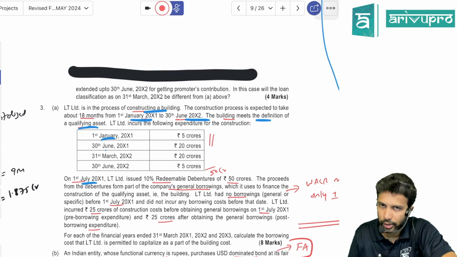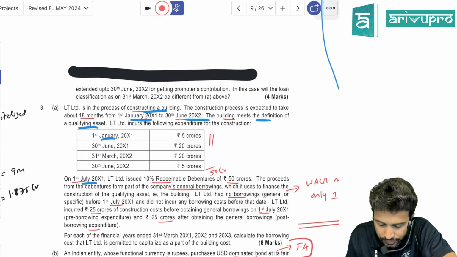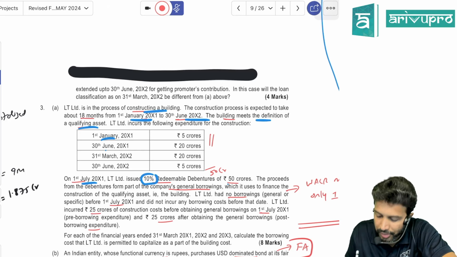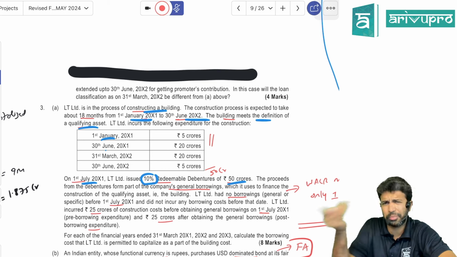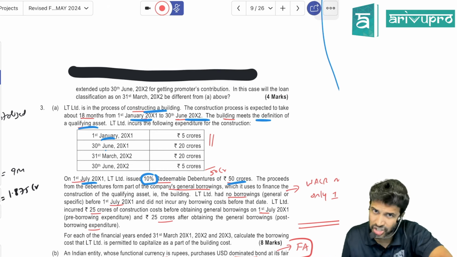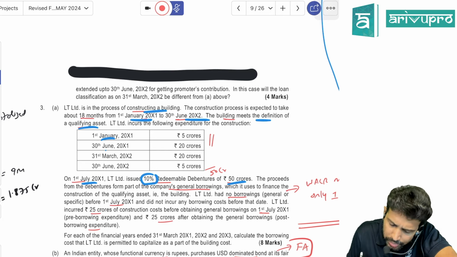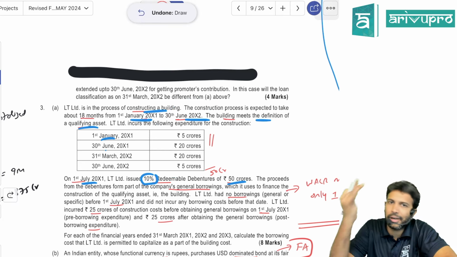On 1st July 20x1, read this line carefully. On 1st July 20x1, LT Limited issued 10% redeemable debentures for 50 crore. Okay. So debenture, it's a borrowing. It's not necessary borrowing has to be in the form of bank loan, right? Even debenture is a borrowing. So probably to finance this construction of building, the company has issued debentures.